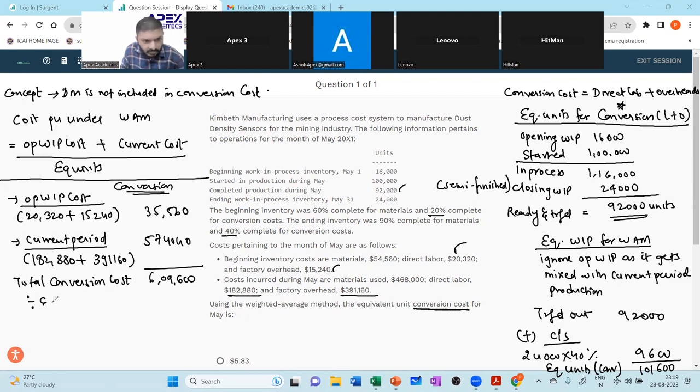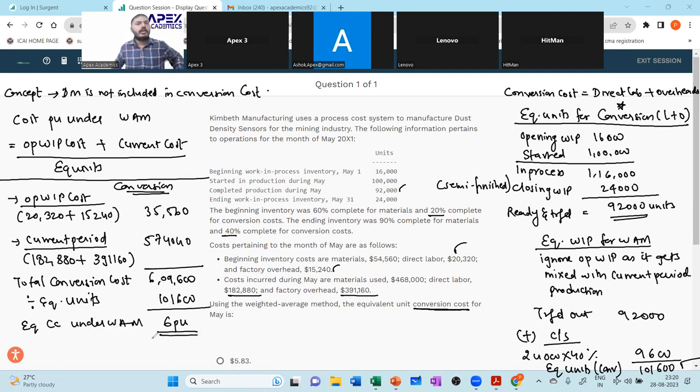I will divide this by what? Equivalent units. How many? 1,01,600, calculated over here. What does my answer come to? 6 per unit. What is the equivalent conversion cost under VAM? 6 per unit. The answer is there somewhere, 6 per unit.